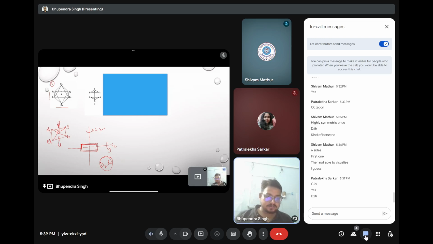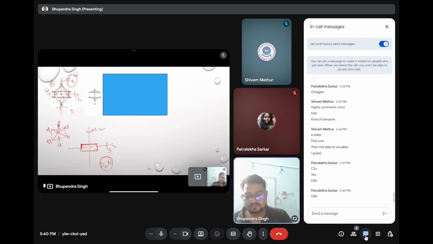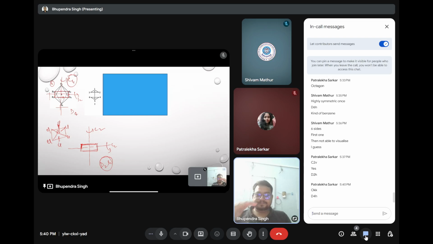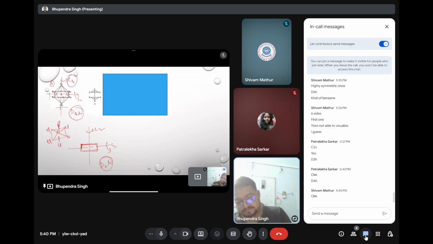So both of you are not answering. Consider, if this is a square, these two are equal, then just try to rotate it from here by C4. That's it. And C2 is always there. So D, when the plane is present, so D4H, your molecular plane. Okay, this is interesting. Find the point group of this.